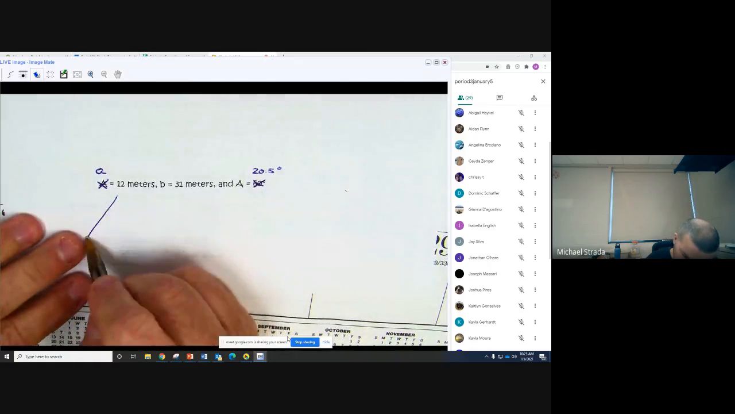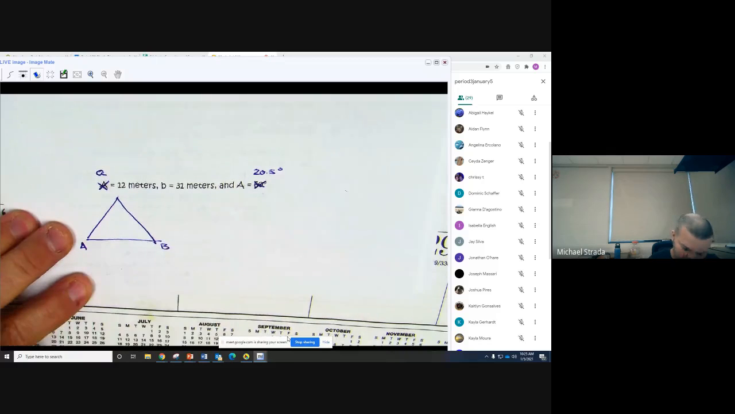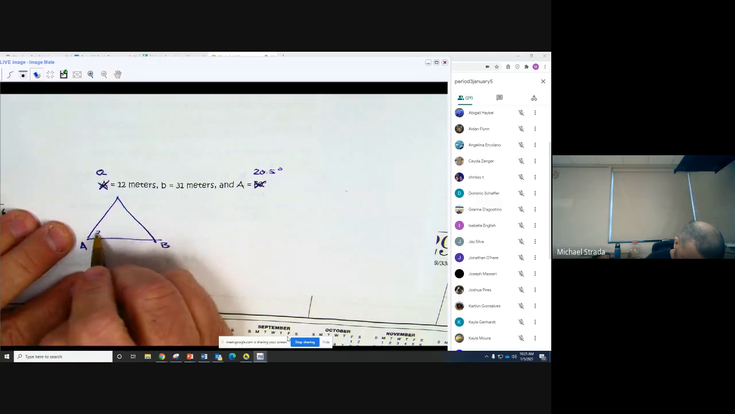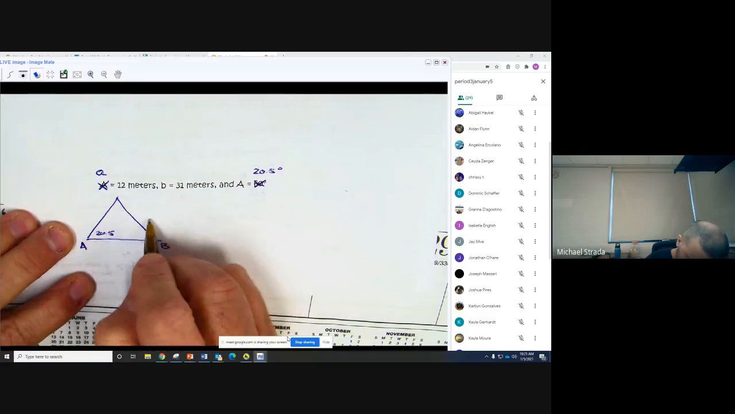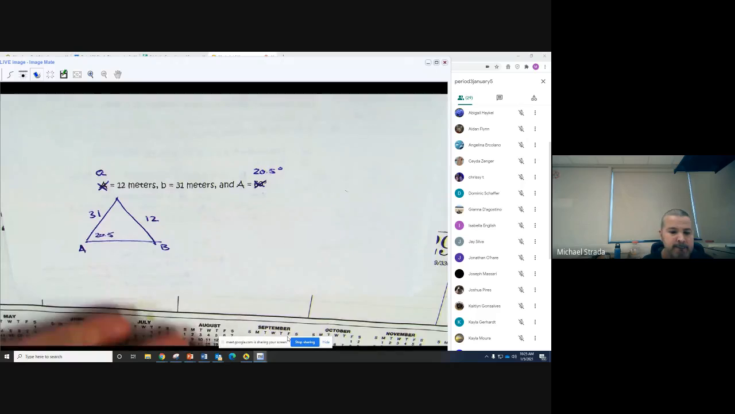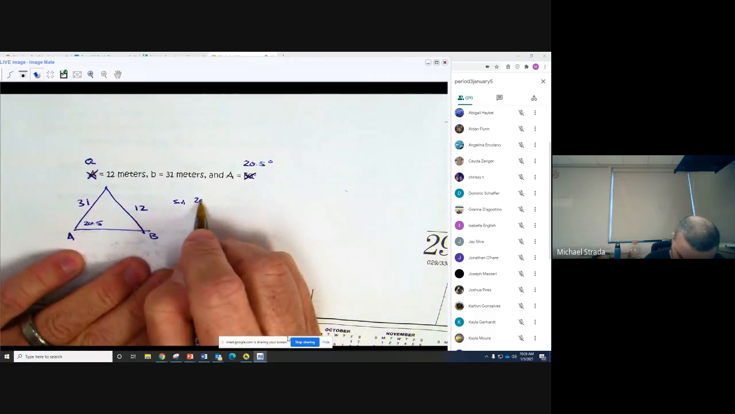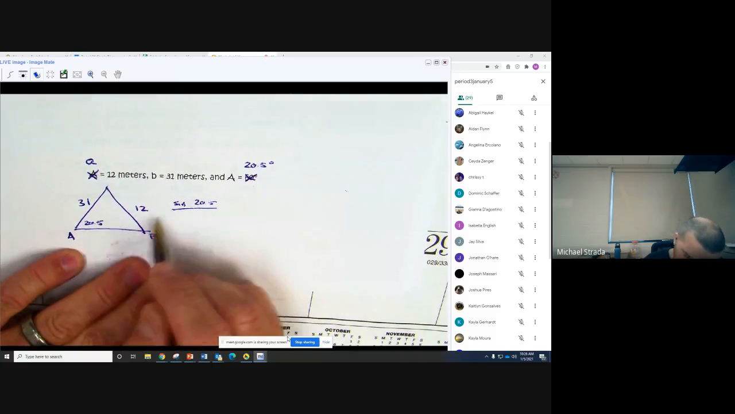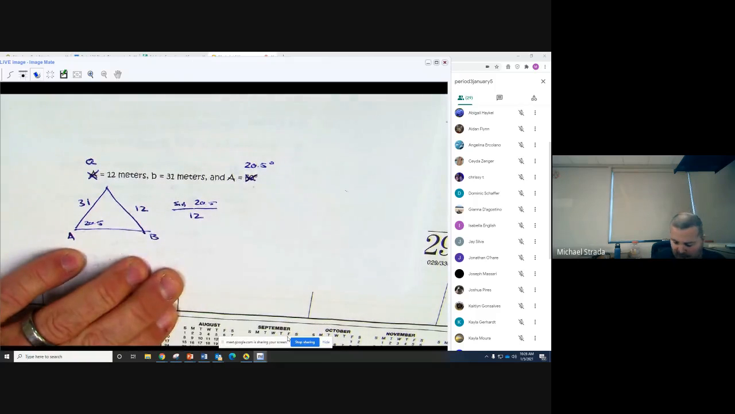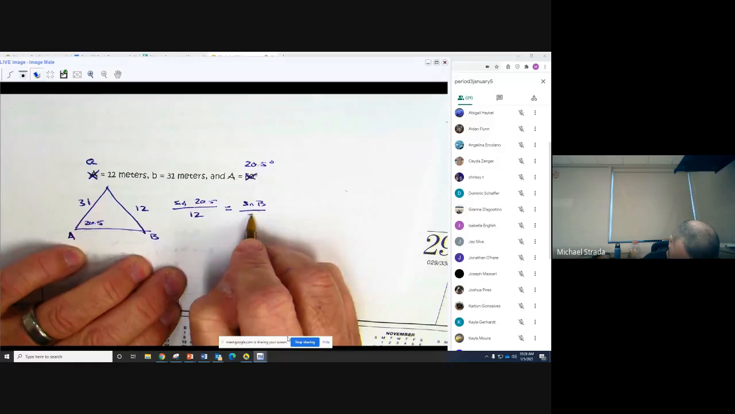So I draw my triangle, A and B, along the horizontal. A is the 20.5. Opposite A is little a, which is 12. Opposite B is the 31. And I go to work with law of sines. Sine of the angle they give me, 20.5, over the opposite side, which is 12. So they're only going to give you one angle. Equals sine of B over 31.